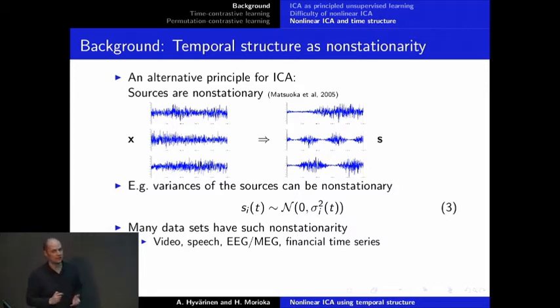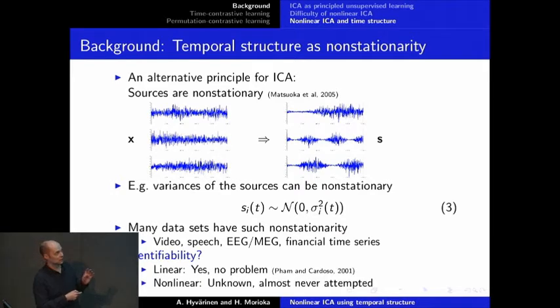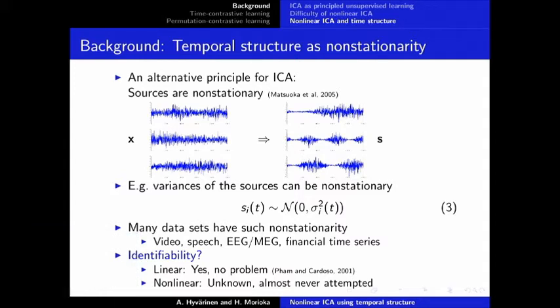Actually, surprisingly, many different kinds of data sets have this kind of non-stationarity. You can find it in video data, in speech data, e.g. MEG data, and financial time series. So, as I just mentioned, this model is also identifiable. This principle also allows separation of sources in the linear case, actually without any particular stringent assumptions. In the nonlinear case, again, we don't really know. Not only is there no proof, but actually this kind of nonlinear extension has almost never been attempted, really.